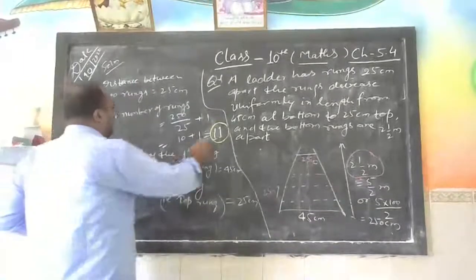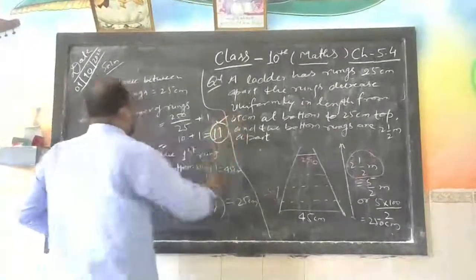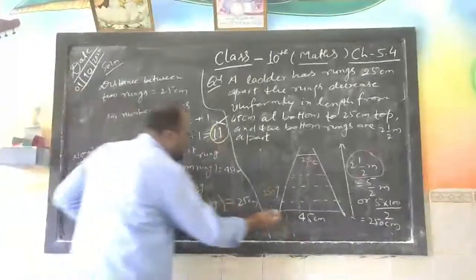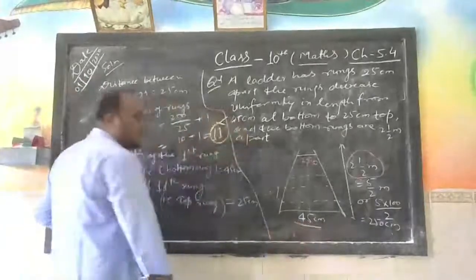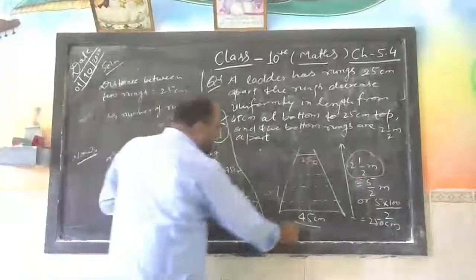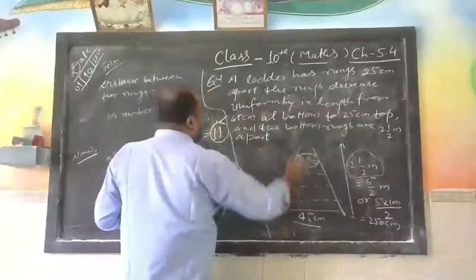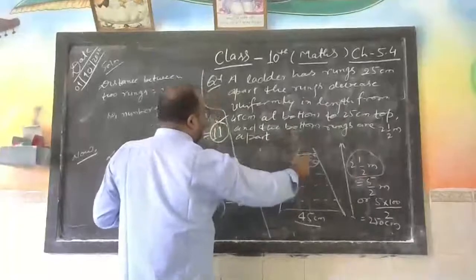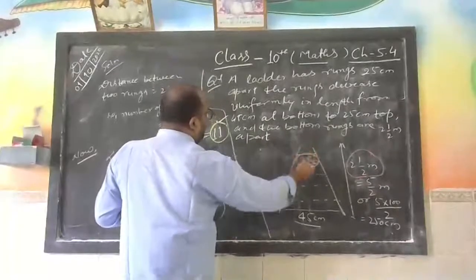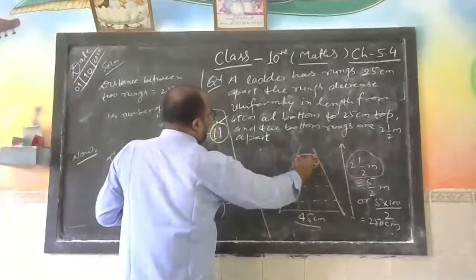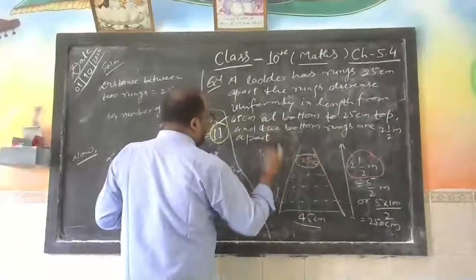You have calculated the number of rungs as 11. In the question, the bottom level rung is given as 45, and the topmost is given as 25, which means if the total number of rungs is 11, then the topmost rung length will be 25, length only, not height.